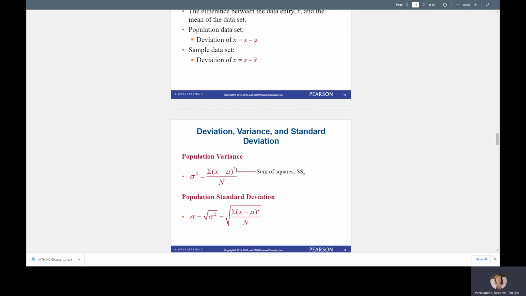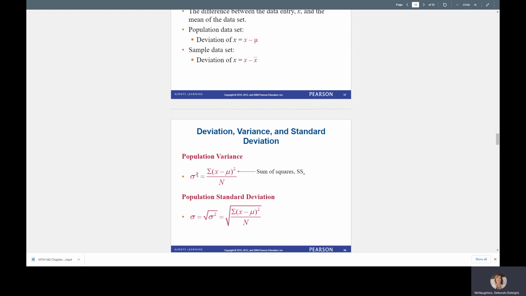We sum all of those, and then we divide by the number in the population for the population variance. Again, this is a population parameter, the population variance. Population parameters are always denoted with Greek letters. I know this is confusing, guys. This is the uppercase Greek letter sigma, and this is a lowercase Greek letter sigma. The variance is always represented by something squared because we're squaring here, okay?